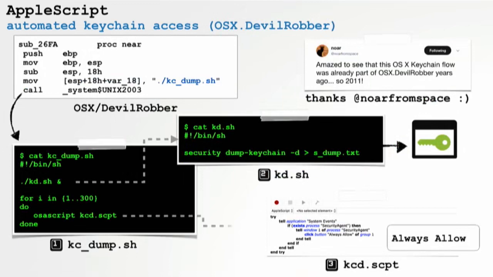So let's look at some malware that did this all the way back in 2011. So DevilRobber was a cryptocurrency miner, and it contains a file called kc_dump.sh. KC obviously for keychain. And if we look at the script, we can see it executes two other scripts. The first one, kd.sh, just invokes Apple's security utility to dump the keychain. And again, this will generate a keychain access prompt. The second script, kcd, just continually clicks the allow always button in the keychain access. So again, using this AppleScript, it can synthetically click the allow button and dump the unencrypted contents of the keychain, which are passwords, private keys, etc., etc.